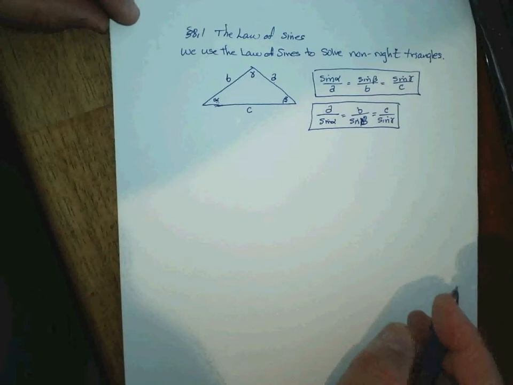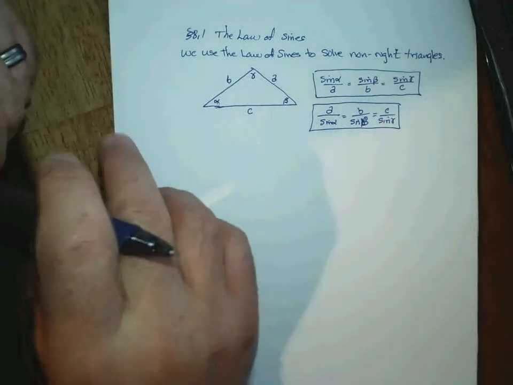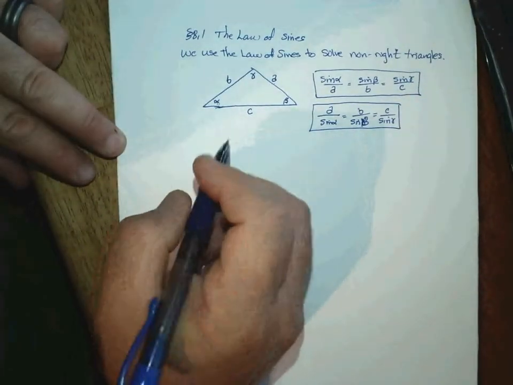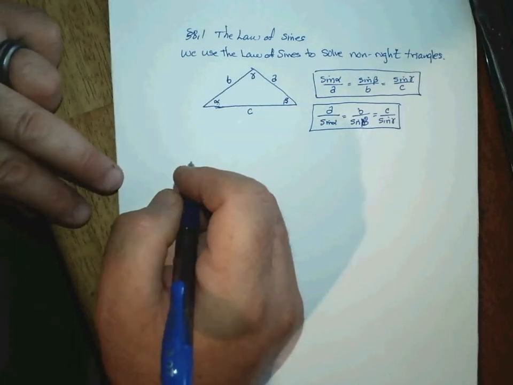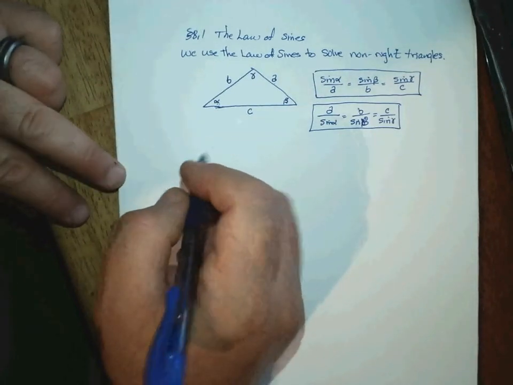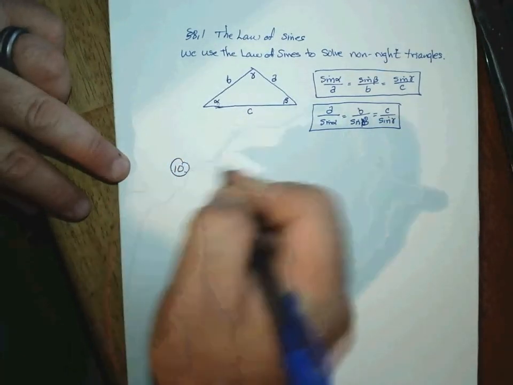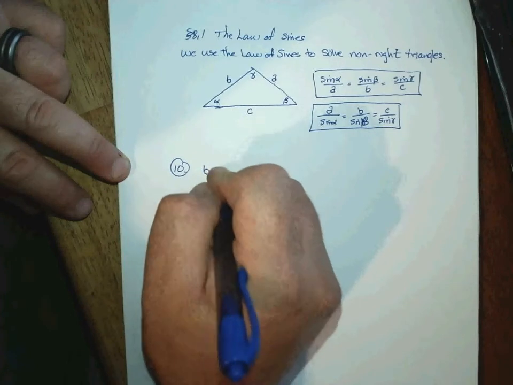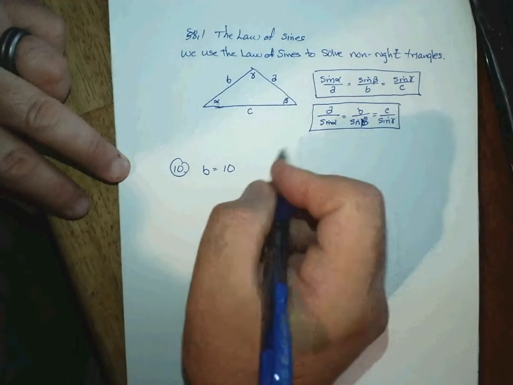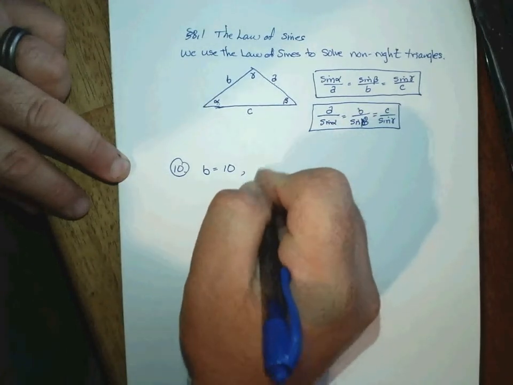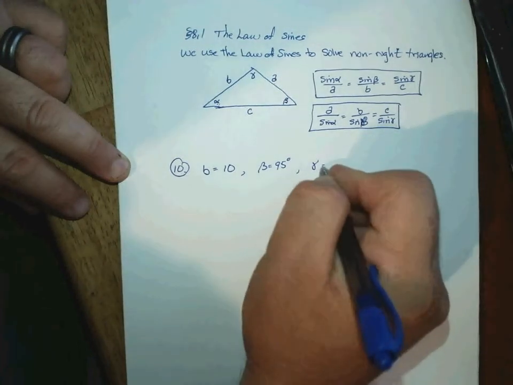So let's take a look at solving a triangle. This is problem number 10 in our exercises, where the information they give us is that side B has a length of 10, and we don't bother with units. It could be 10 inches, 10 feet, 10 meters, it doesn't matter. Angle beta is 95 degrees, and angle gamma is 30 degrees.